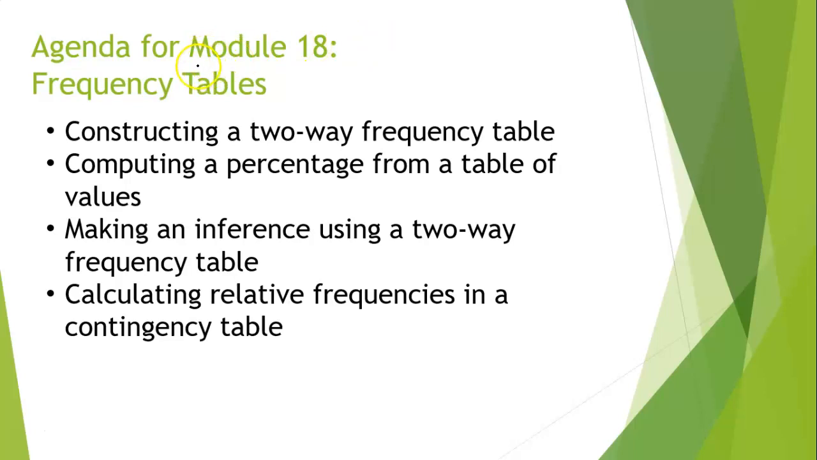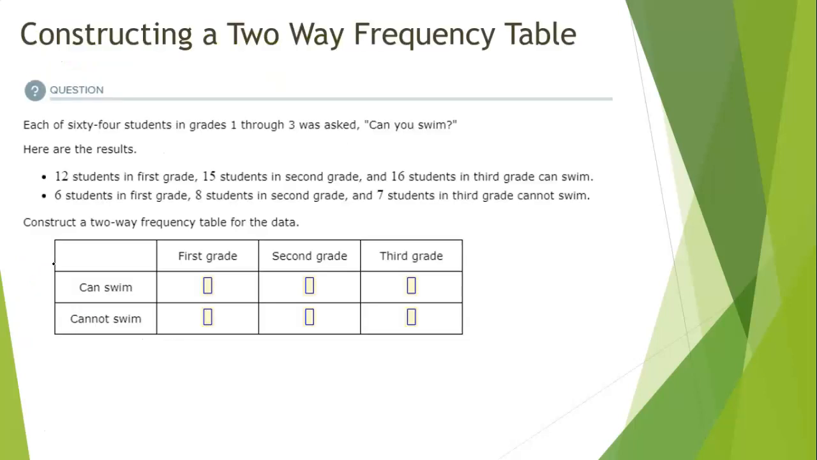All right, new notebook page, Module 18 on frequency tables. So we're going to talk about how to construct a frequency table. We're going to learn how to compute percentages from a table of values. We're going to make inferences using a two-way frequency table, and we're going to calculate relative frequencies in a contingency table. So essentially, a two-way frequency table is just a way to organize the results of some sort of survey.